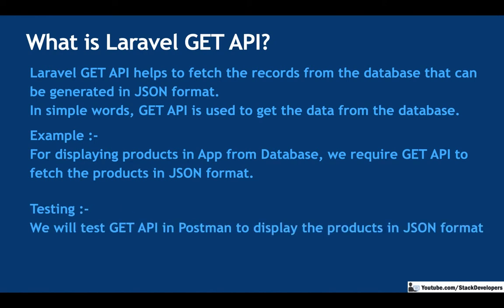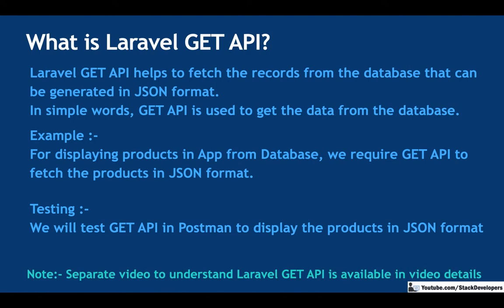So we are going to test this API in Postman. Postman is the software where we can test all the APIs before making them live. We will use Postman in the Laravel API series as well. We have used Postman before, so we will use it once again to test the Get API to display the products in JSON format. A separate video to understand Laravel Get API is available in the video details. Now we are going to do this Get API practically.